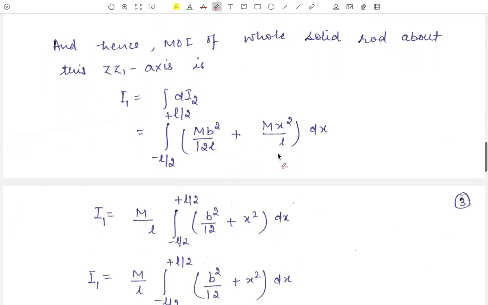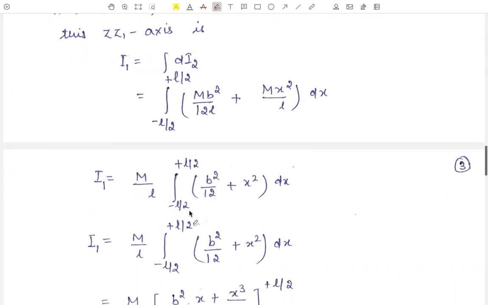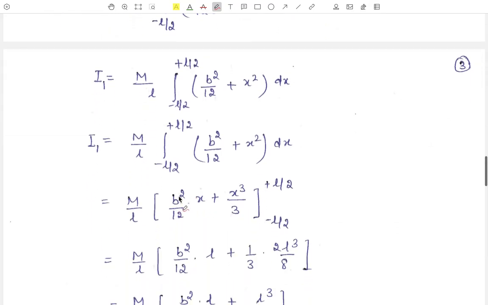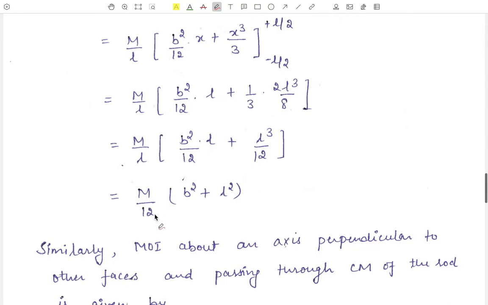Taking out m upon L as a constant term outside the integration, we have integration from minus L upon 2 to plus L upon 2 of b square upon 12 plus x square dx. Upon integration, we get b square upon 12 integration of 1, which is equal to x, plus integration of x square, which is x cube upon 3, between the limits minus L upon 2 to plus L upon 2. Putting the limits here and upon calculations, we get the moment of inertia to be equal to m upon 12 into b square plus L square.